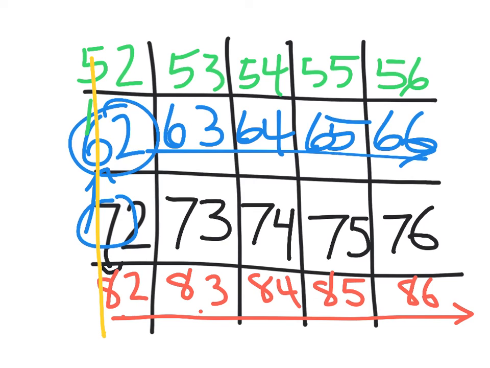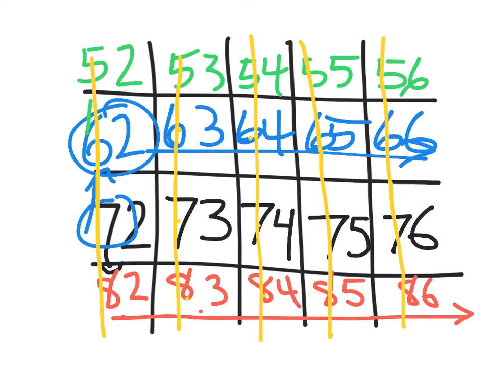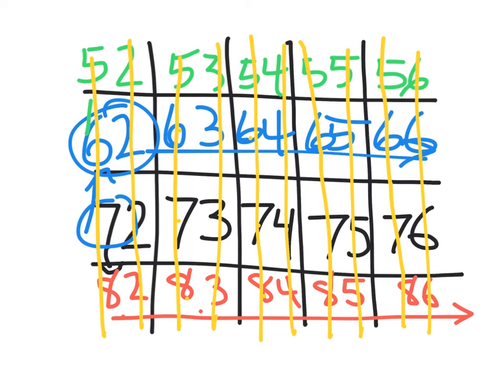I can see if I did it correctly by seeing that this is 5, 6, 7, 8 in the tens place. 50, 60, 70, 80. See that? I know I did it right. And then all of these are 2s, 3s, 4s, 5s, and 6s. That's how you know you're doing this correctly.